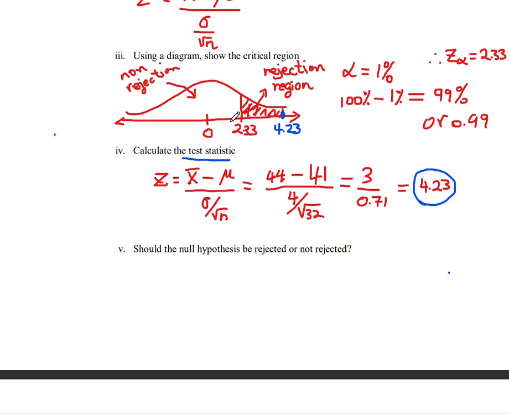If you got a result like 1 or 1.5 or 2, then those would fall to the left of the critical value of 2.33, which means that they would fall in the non-rejection region. But this 4.23 calculated value falls in the rejection zone, rejection region, or critical region, whichever of those terms you want to use. And that means that we will reject the null hypothesis.